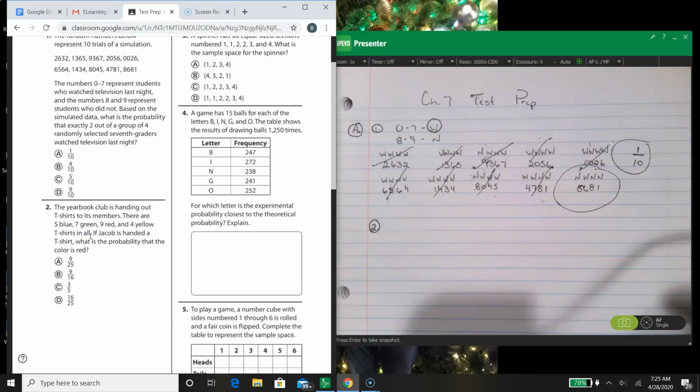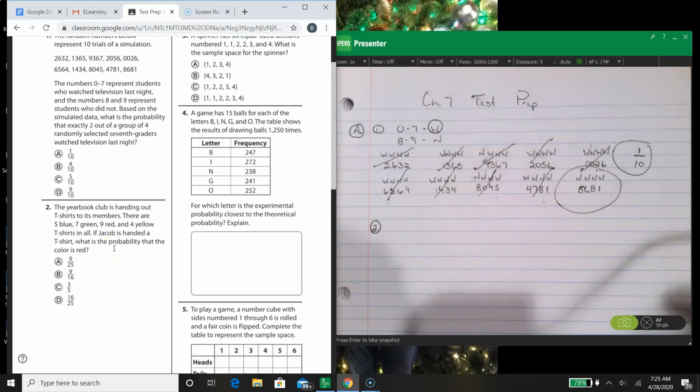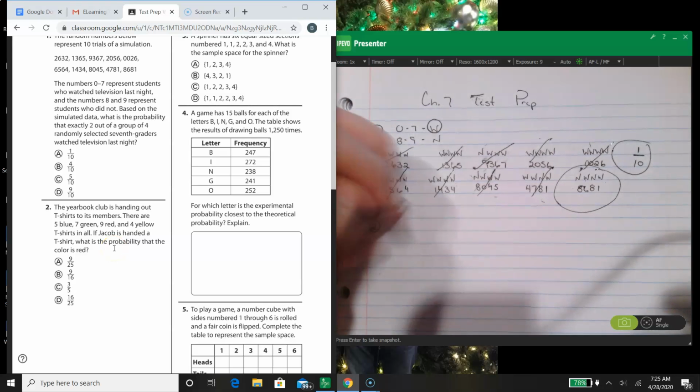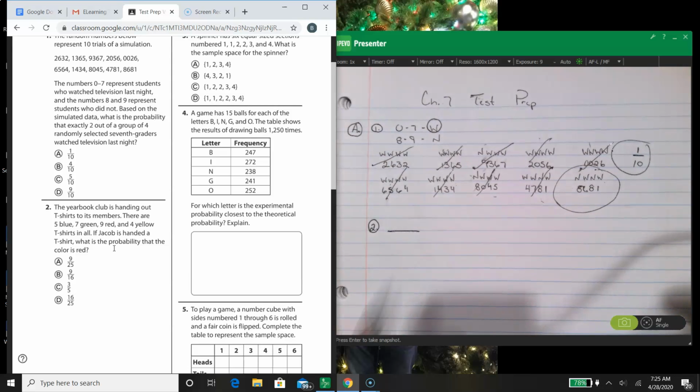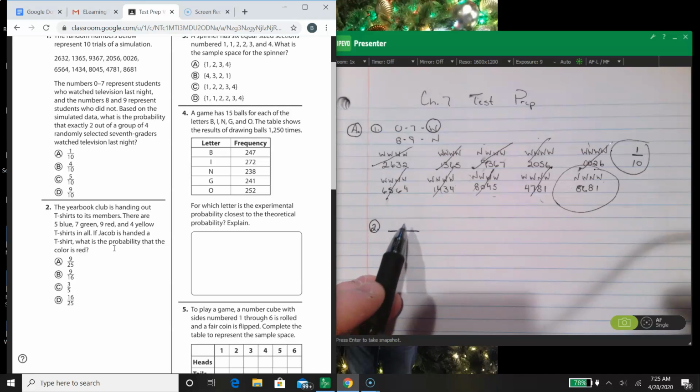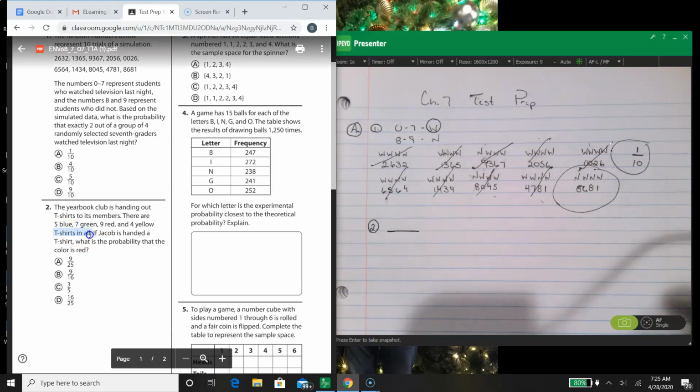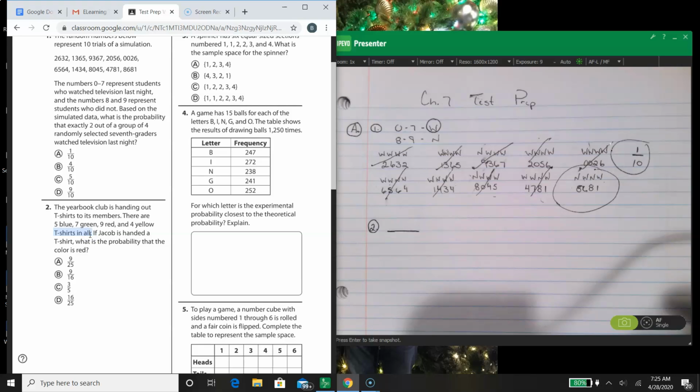Let's see what happens. If Jacob is handed a T-shirt, what is the probability that the color is red? Okay, so with this one, again, we're thinking probability, so I'm looking at a fraction of some sort. I want my favorable outcome on top. I want my total on the bottom. So there you go. You see that in all? I hadn't even finished the question yet, and I see T-shirts in all. I'm already knowing, okay, I'm going to have to add something together.